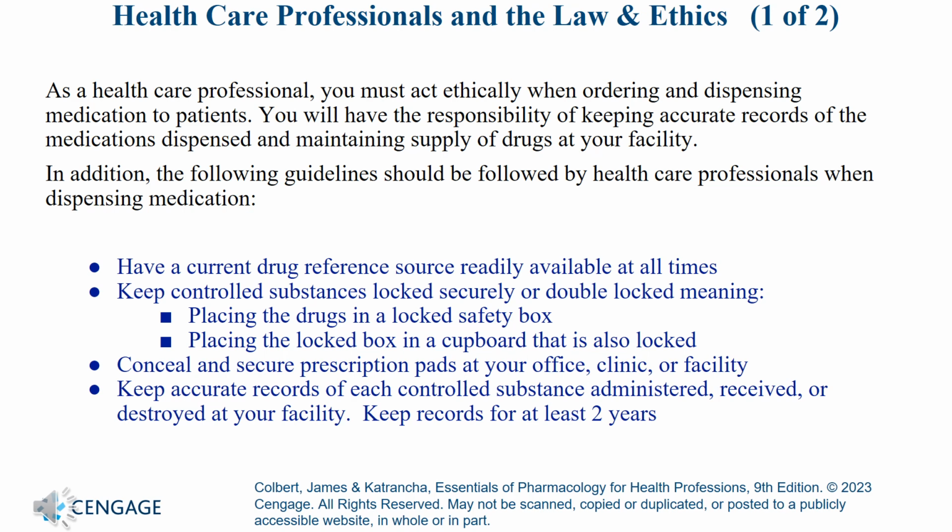Have a current drug reference source readily available at all times. Keep controlled substances locked securely or double locked, meaning placing the drugs in a locked safety box, placing the locked box in a cupboard that is also locked, which means double locked. Conceal and secure prescription pads at your office, clinic, or the facility that you are at. Keep accurate records of each controlled substance administered, received, or destroyed at your facility, and those records must be kept for at least 2 years.